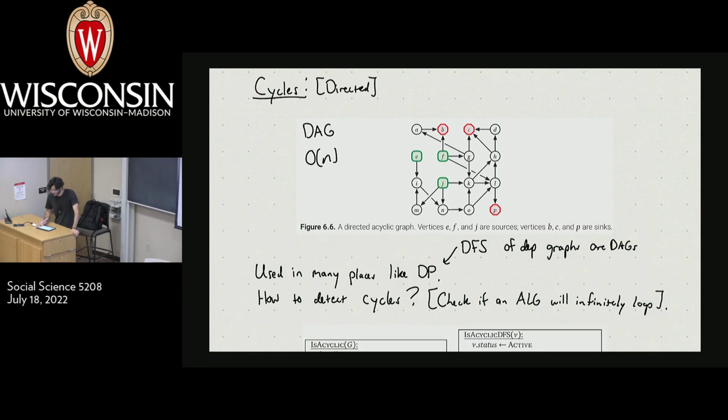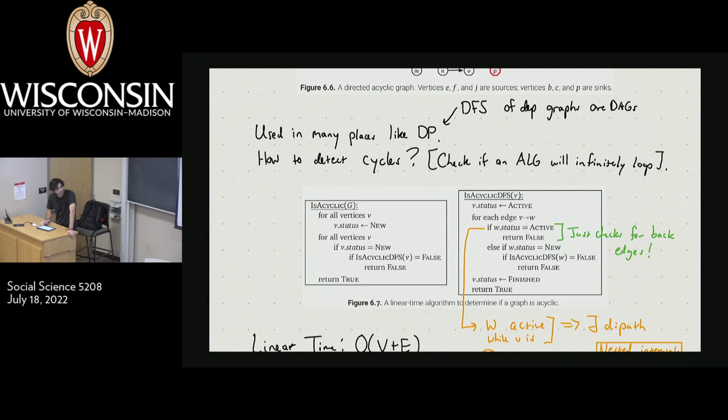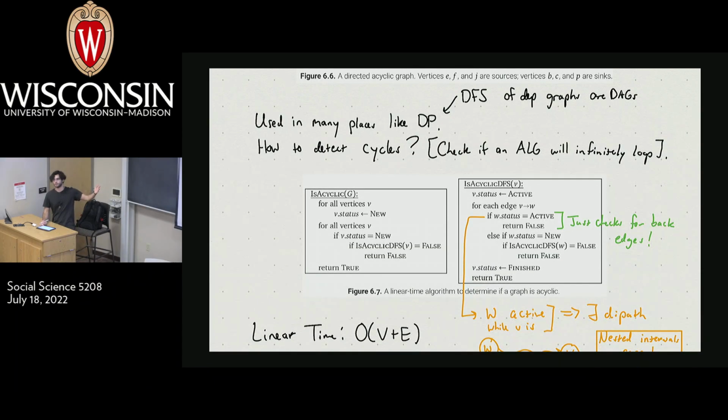So now our question is, we have a graph. We don't know it's a DAG. How do we figure out if it's a DAG? How do we detect these cycles? In particular, this is kind of equivalent to checking if a recursive algorithm will infinitely loop. If there's any kind of recursive call that calls itself, well, that's going to loop infinitely. So that's also the kind of thing this algorithm will check for us. So it's very useful.